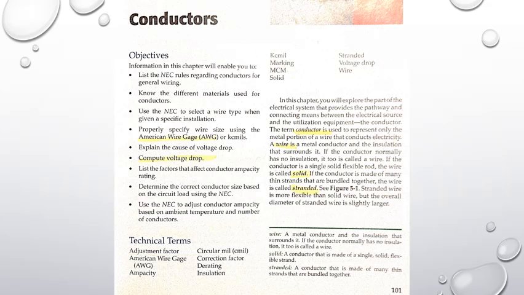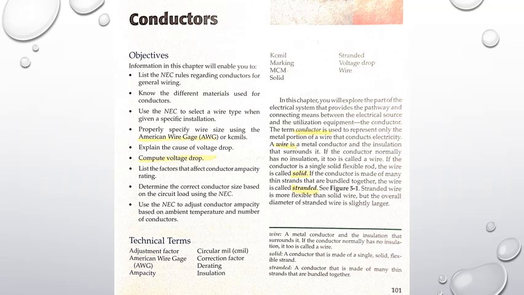Chapter 5. Some of the objectives. List the NEC rules regarding conductors for general wiring. Know the different materials used for conductors. Use the NEC to select a wire type when given a specific installation. Properly specify wire size using the American wire gauge or AWG or KC mills. Explain the cause of voltage drop. Compute voltage drop. List the factors that affect conductor ampacity rating. Determine the correct conductor size based on the circuit load using the NEC. Use the NEC to adjust conductor ampacity based on ambient temperature and number of conductors.